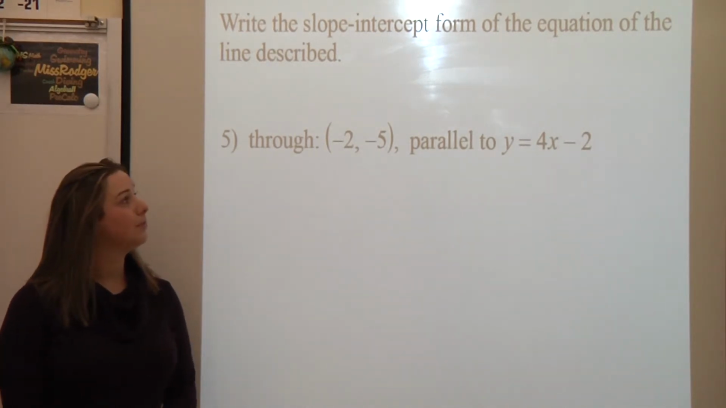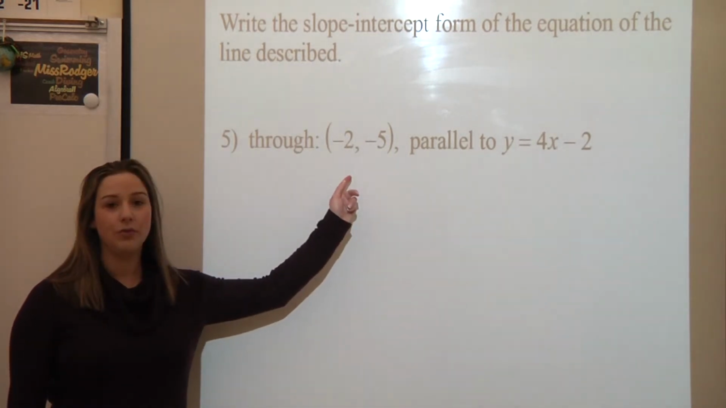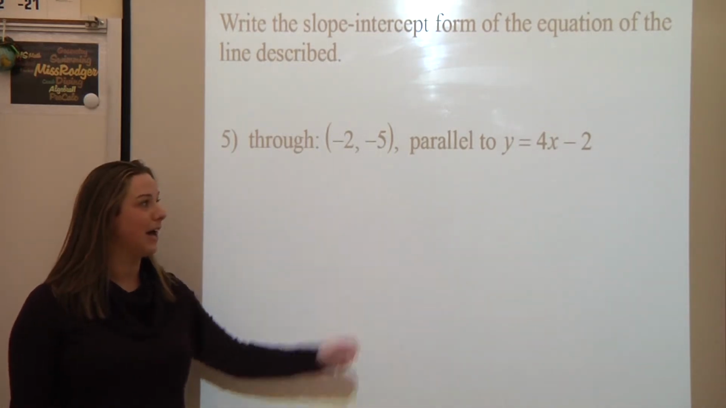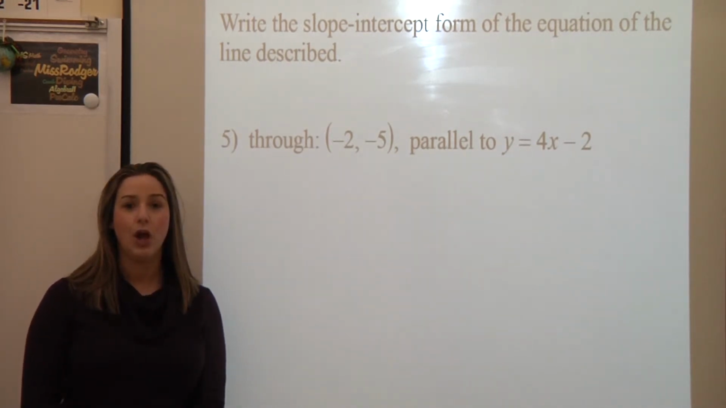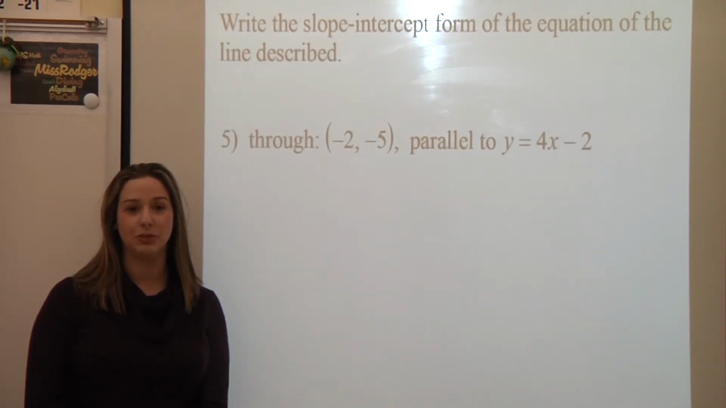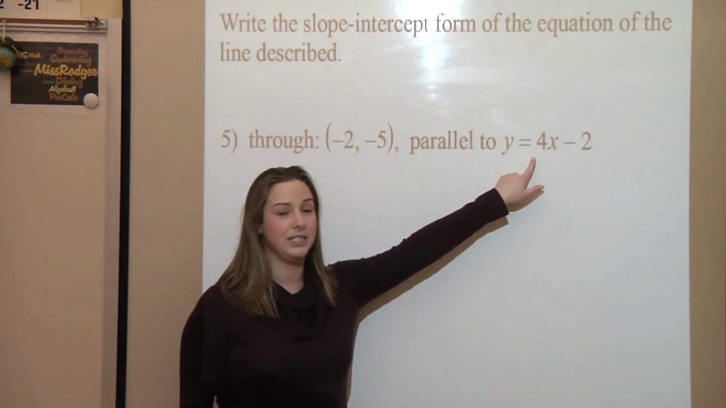Write the slope-intercept form of the equation of the line described. So we're going through the point negative 2, negative 5, and it's parallel to the line y equals 4x minus 2. What do we know about parallel lines? Parallel lines have the same slope. So this indicates to us that our slope is going to be 4.